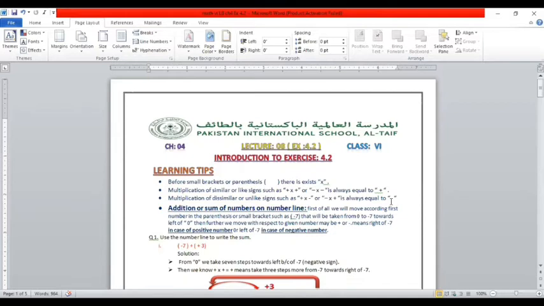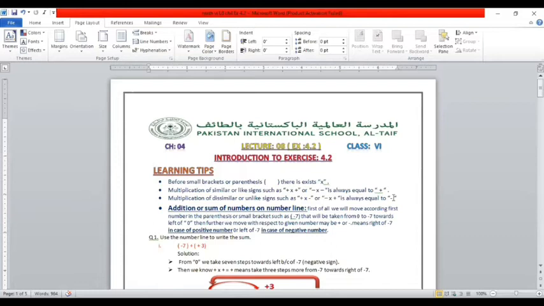First thing, before every small bracket there is a sign of multiplication. It is understood. Second, multiplication of two similar signs like plus into plus or minus into minus is always equal to plus. Third, multiplication of two unlike signs such as plus multiply by minus or minus multiply by plus, same thing, they have the same answer, minus.